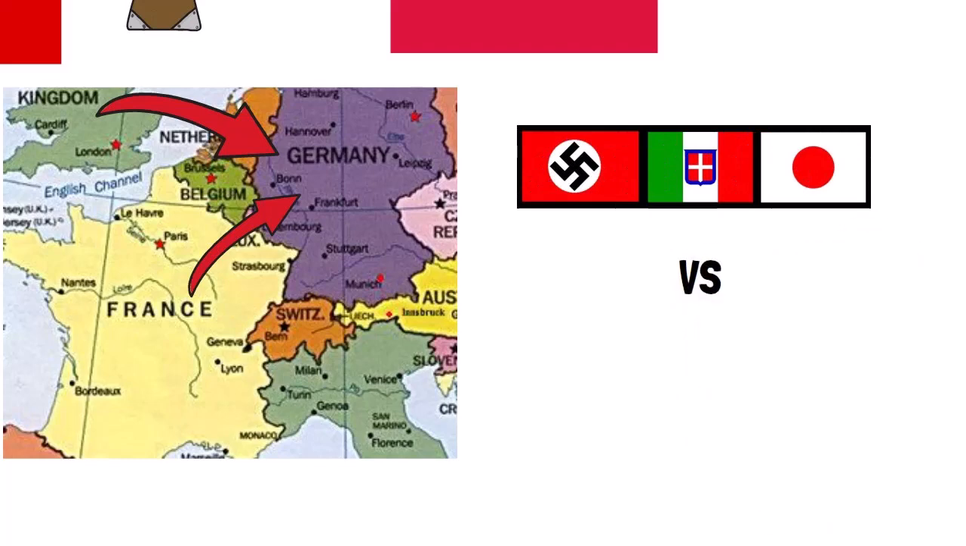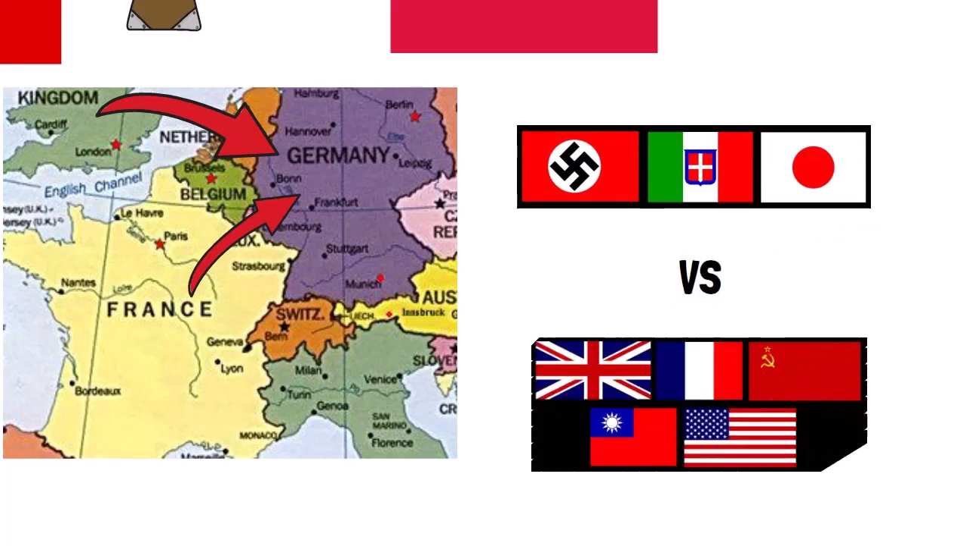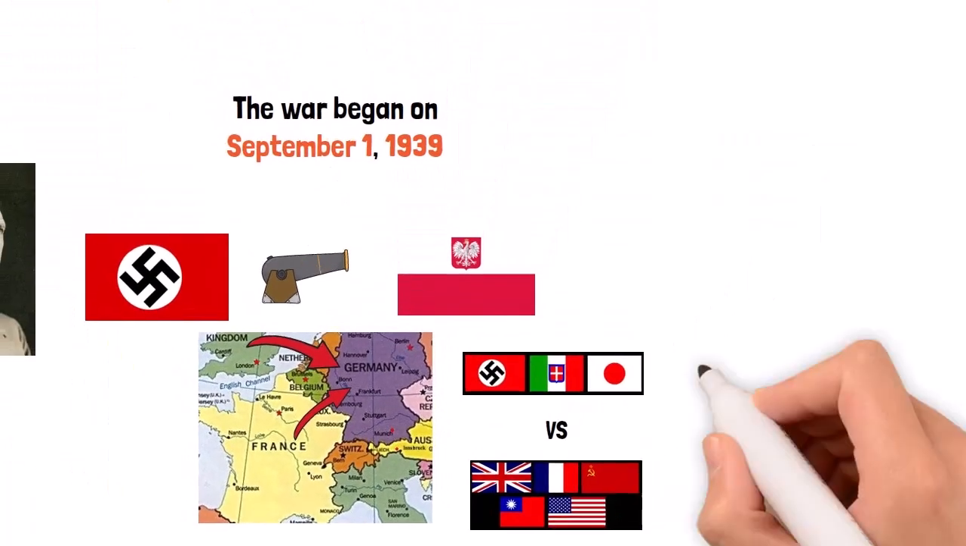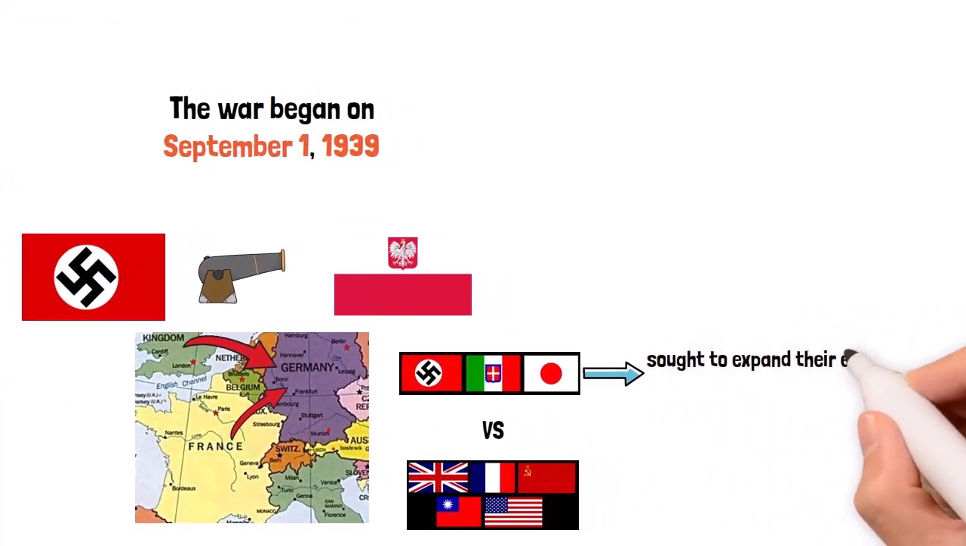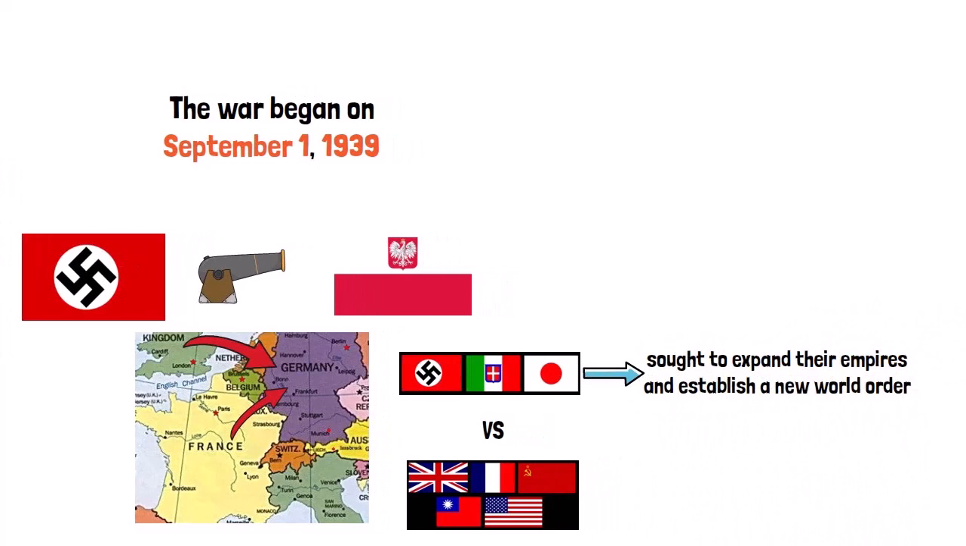The major players in the war were the Axis powers, led by Germany, Japan, and Italy, and the Allied powers, led by the United States, United Kingdom, Soviet Union, and China. The Axis powers sought to expand their empires and establish a new world order, while the Allied powers aimed to defend their interests and promote democracy.